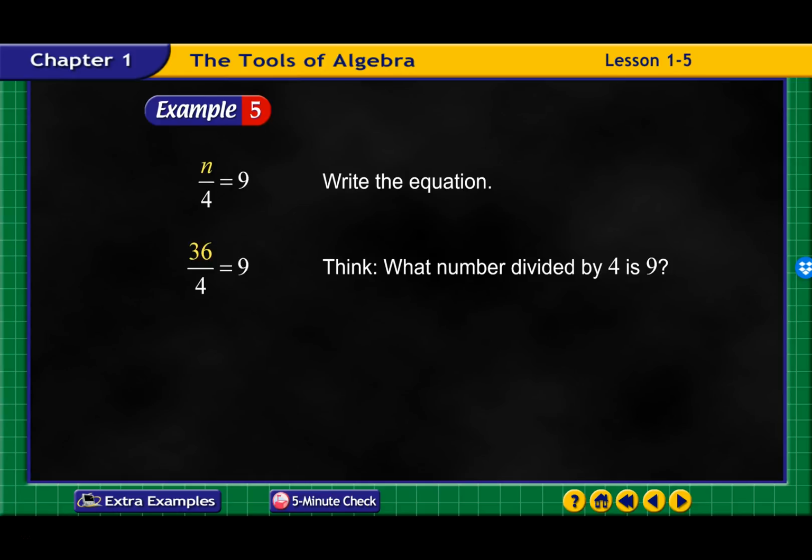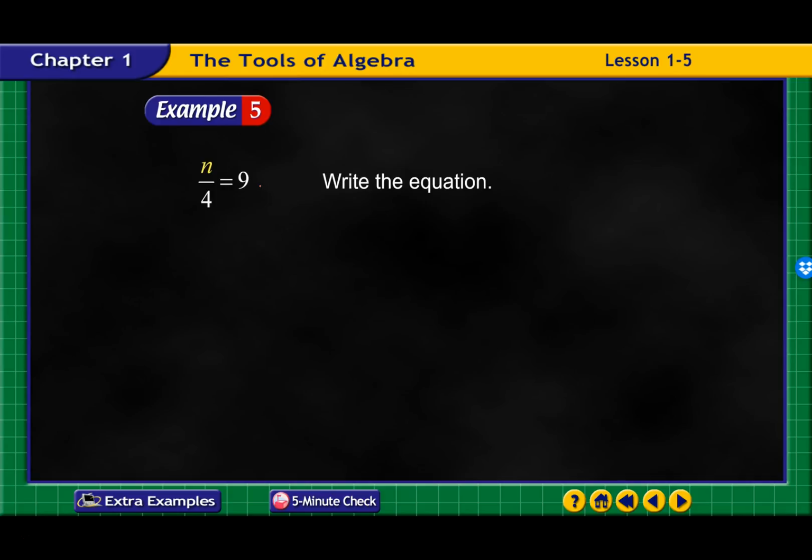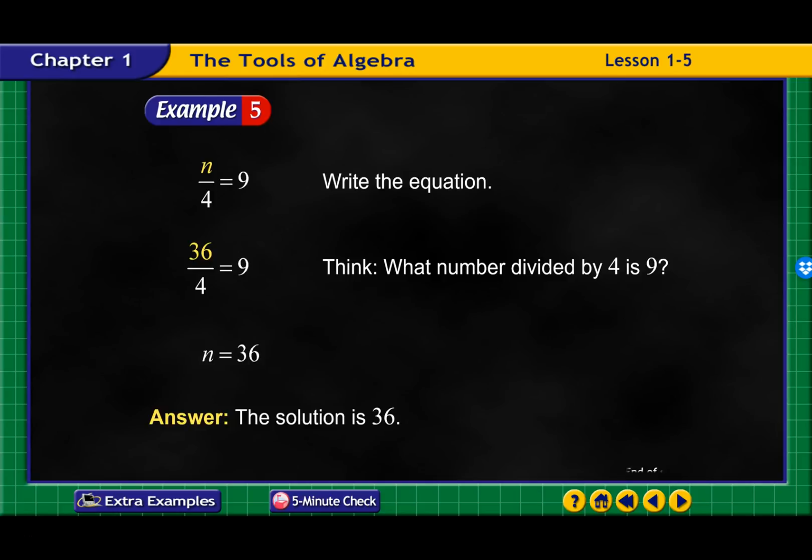Now we have to figure out how to solve that because it said earlier to find that number. So we're not done. So think, what number divided by 4 is 9? 36 divided by 4 would be 9. So n equals 36. The solution for the entire problem is going to be 36.